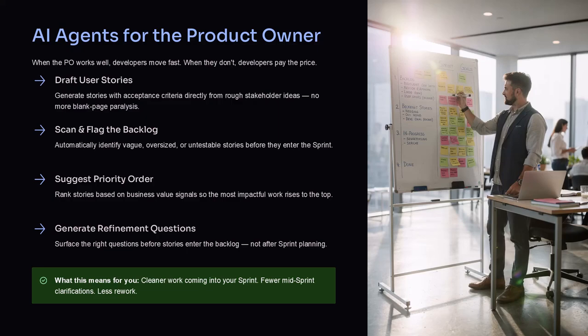An agent can take a rough idea from a stakeholder and draft a full user story with acceptance criteria already attached. It can scan an existing backlog and flag stories that are too vague, too large, or missing testable criteria. It can look at a set of stories and suggest a priority order based on business value signals the PO gives it. It can even generate sprint-ready refinement questions, the things a PO should be asking stakeholders before a story ever enters the backlog.